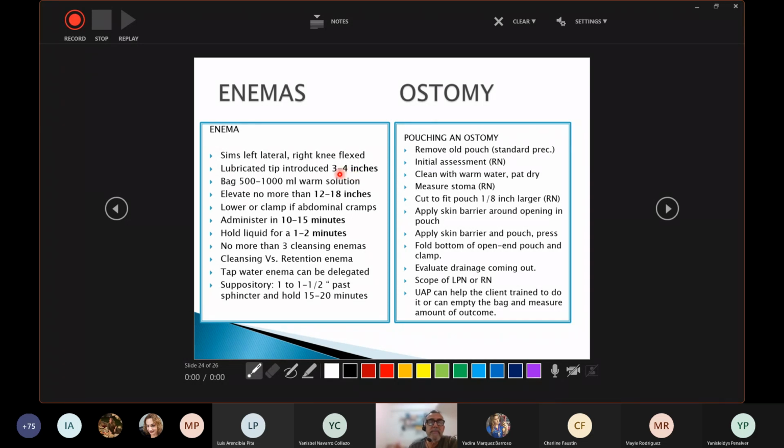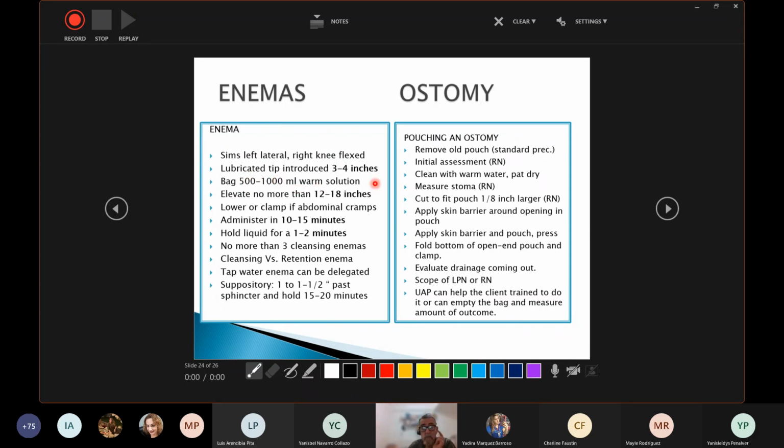The length of the cannula that is introduced is tested: 3 to 4 inches. You need to measure how much cannula is introduced inside the rectum, because it needs to be deep enough to avoid the water backflowing instead of entering the colon. 3 to 4 inches. The cleansing enema is tap water, and can be between 500 to 1,000 milliliters of warm solution.